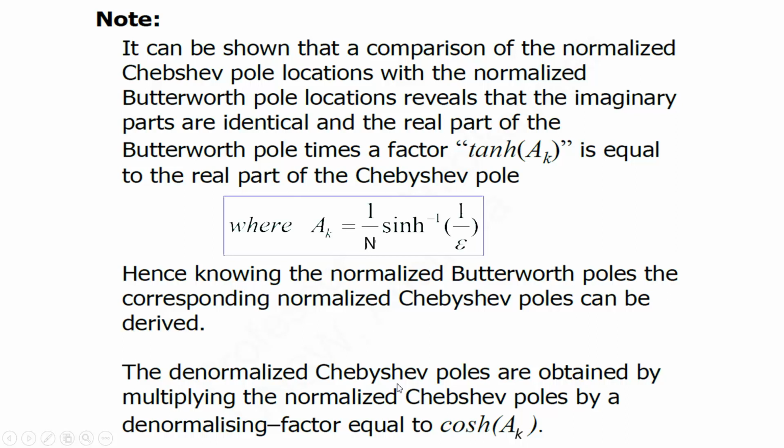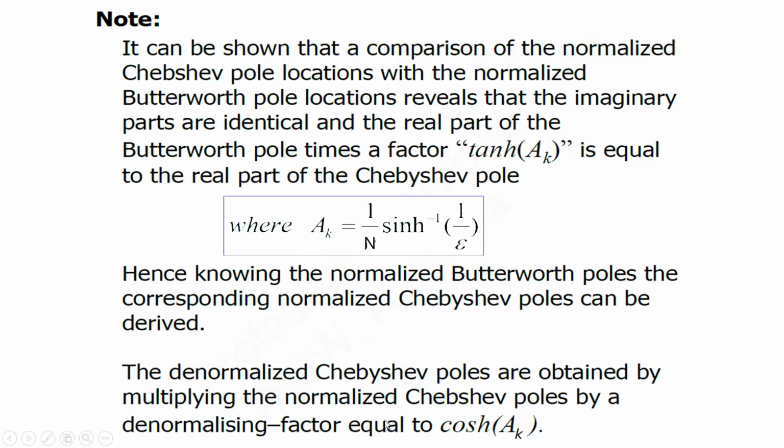This is in the case when you want to determine the normalized Chebyshev poles. Now you can also determine the denormalized Chebyshev poles. That can be done by multiplying the normalized Chebyshev poles by a denormalizing factor, which is equal to cosh(a_k). a_k is the same here.